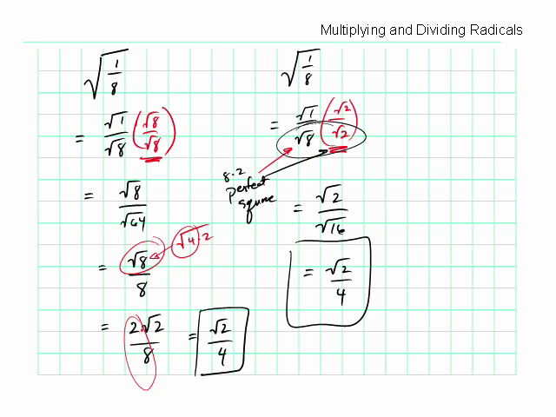Let's fit another one in over here. 3 over square root 48. Now what I might try to do on this one is simplify the radical first before I attempt to rationalize. Right, remember on all these we're rationalizing the denominator.